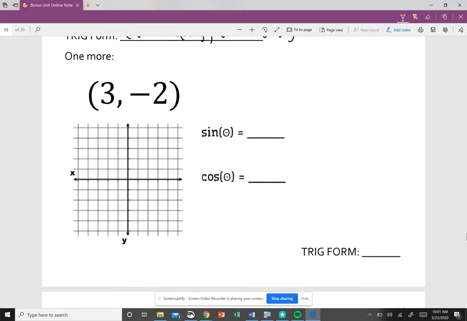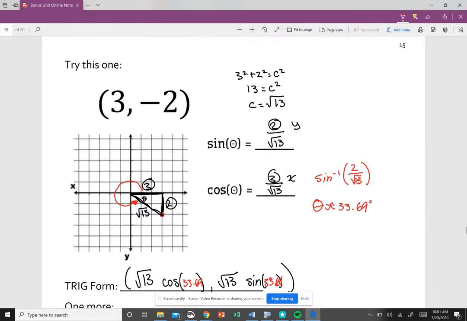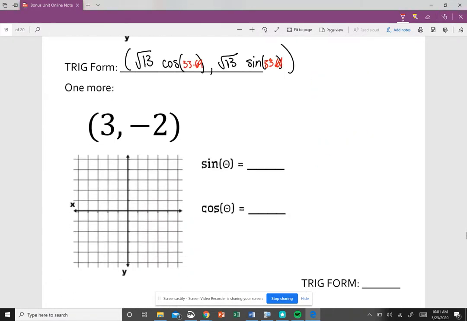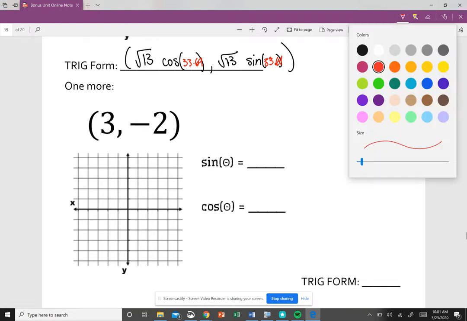I want you guys to try this one. If you haven't paused the video yet and tried one on your own, try this one out. Although change it. Because right now it's 3, -2. So I'm going to change this.